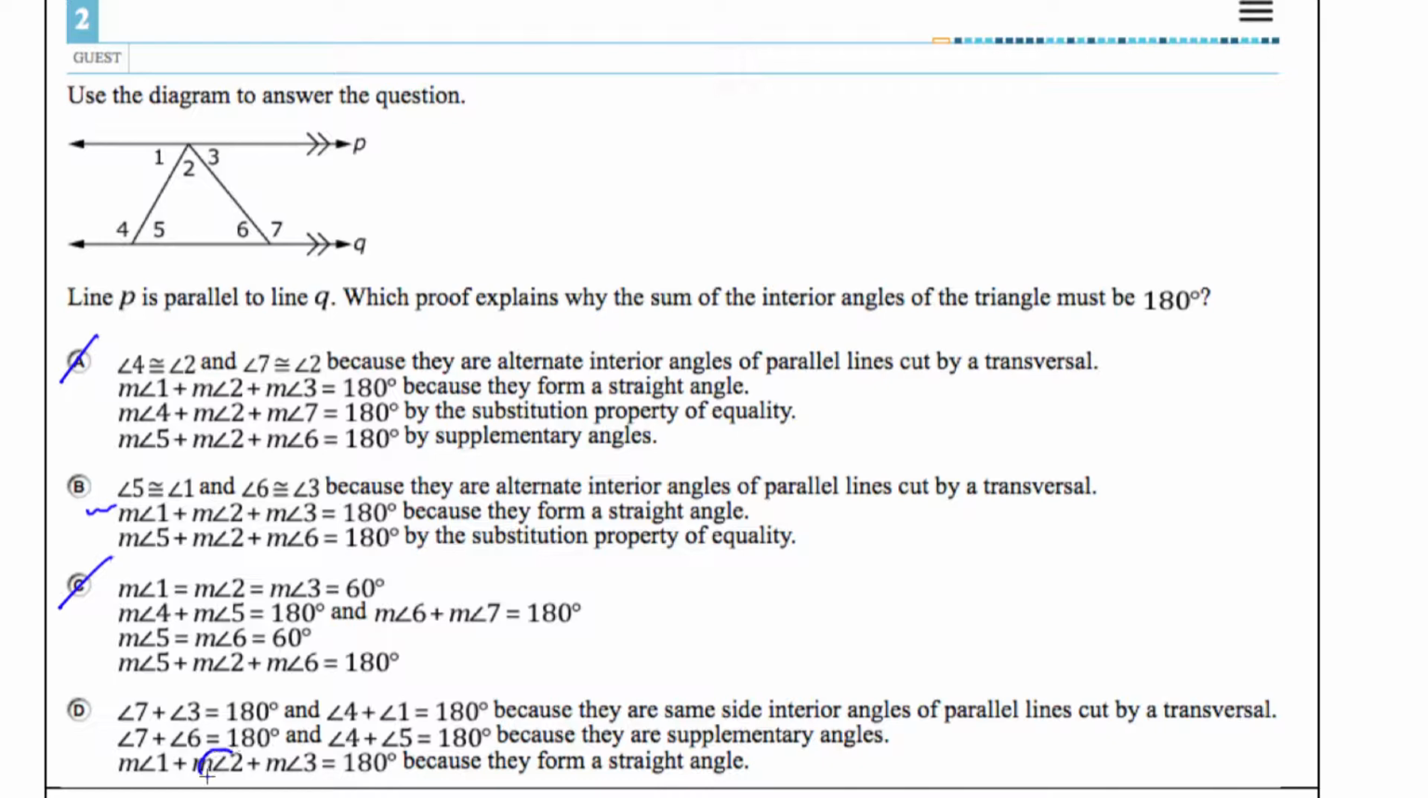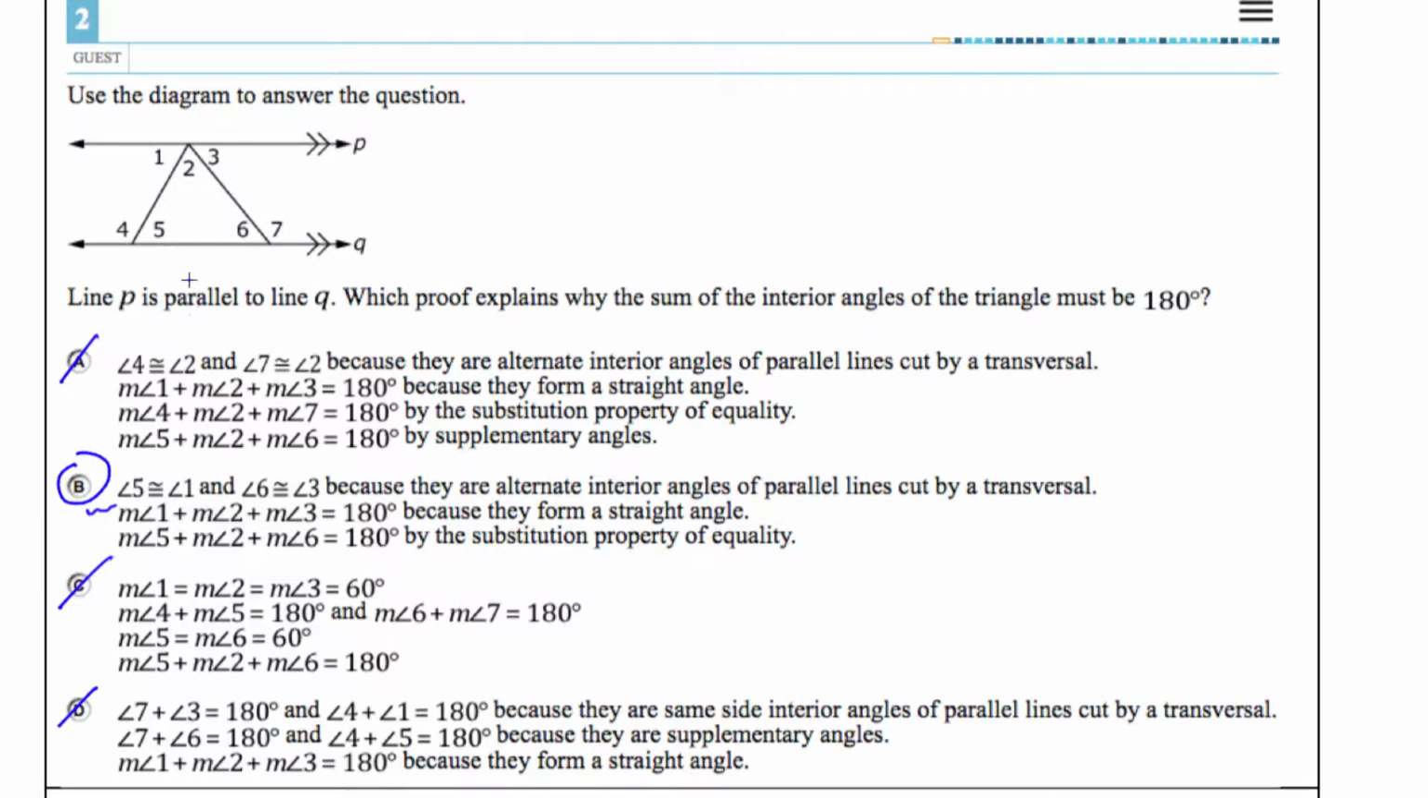Okay, so if they're talking about measure of angle 2 here, they have to somehow mention measure of angle 2. Have they ever mentioned measure of angle 2? No, they have not. So their chain of logic is flawed. I mean, just by default, it's B. Let's take an in-depth look.